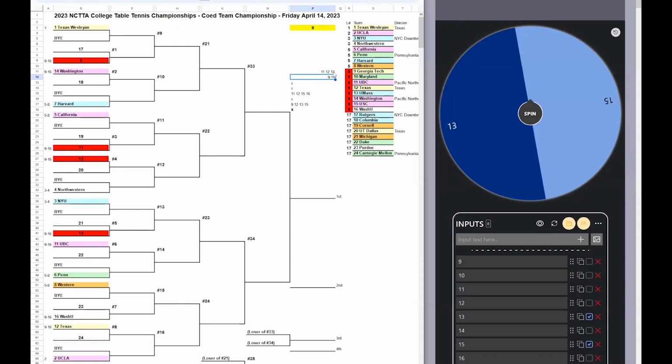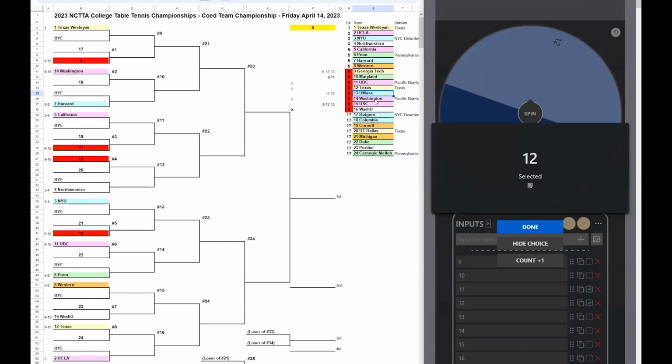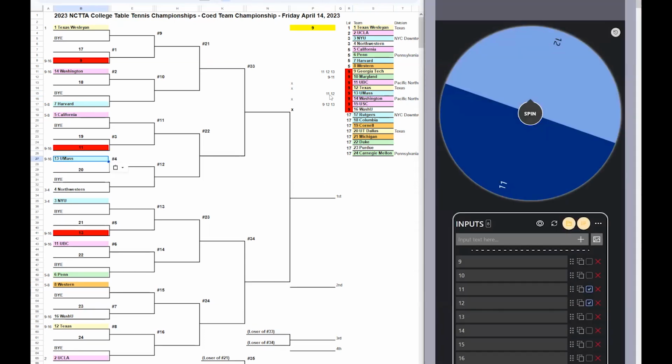Maryland is the top. Georgia Tech. UMass is only 11 and 12. USC is 9, 12, 13. Okay, UMass is 11 or 12. So we will draw for UMass. 12. Okay, that's done. Georgia Tech can be 11 or 13. Maryland 9 or 11.